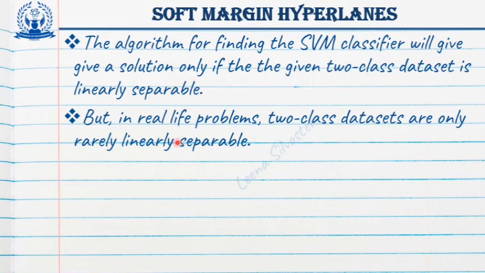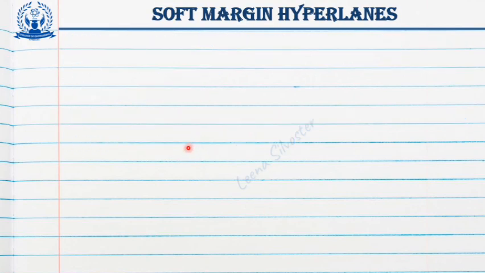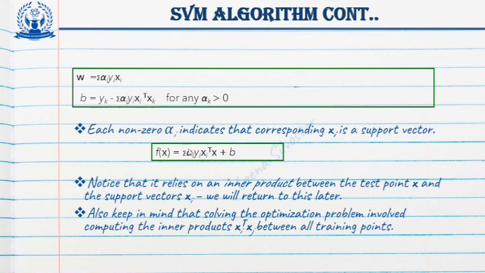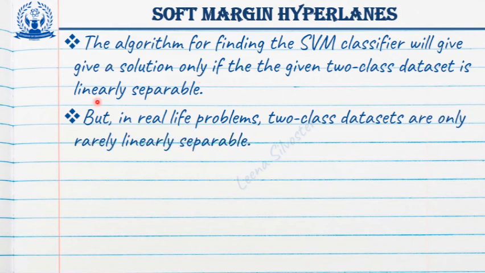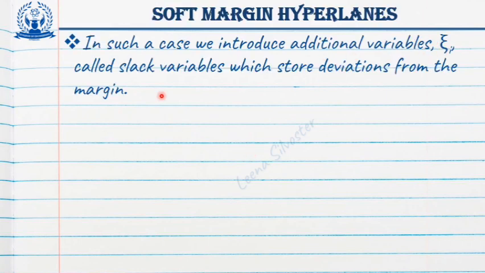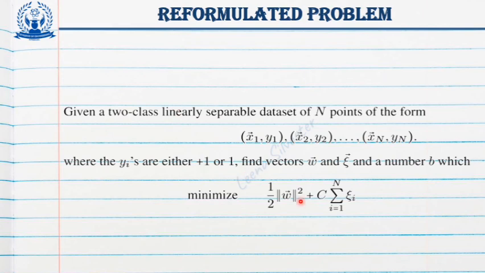So this is why we introduce this eta term, soft margin hyperplane, because the algorithm for finding the SVM classifier will give a solution only if the given data are linearly separable. But in real life, two-class problems are rarely linearly separable. That's why we introduced soft margin, an additional variable called the slack variable, which stores deviation from the margins. So we reformulate the problem like this.